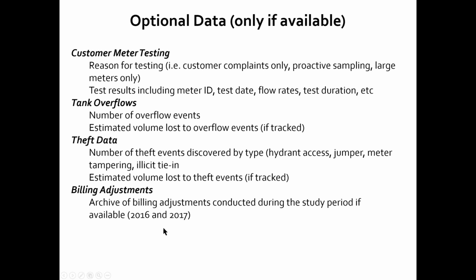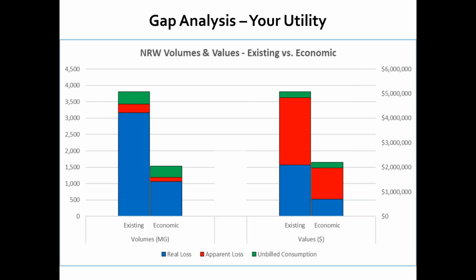What happens if we're able to get this information, either in part or in whole, and again, we can work with you to estimate and offer guidance on estimating where extensive data is not available? If we can do this, we're able to understand the profiling of loss in more detail and get to what we refer to as the gap analysis at the utility level. And here's an example of what that looks like.